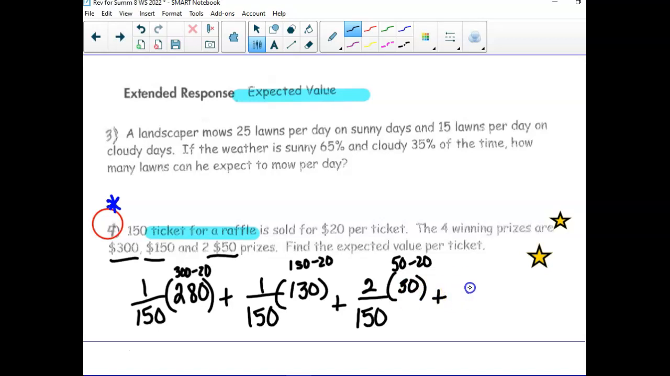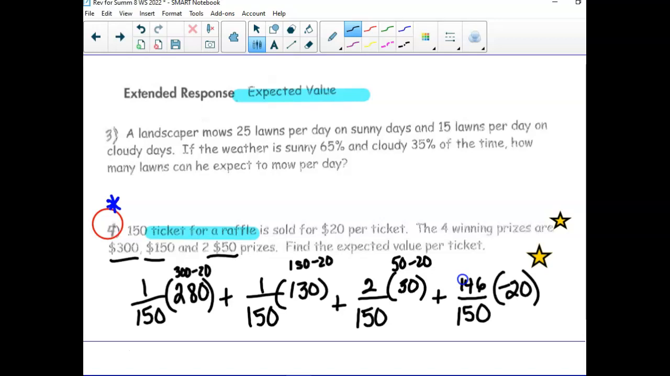But what happens to all the other people? They all lose $20. And how many people are there? Yes, there were 4 prizes given. So start typing.